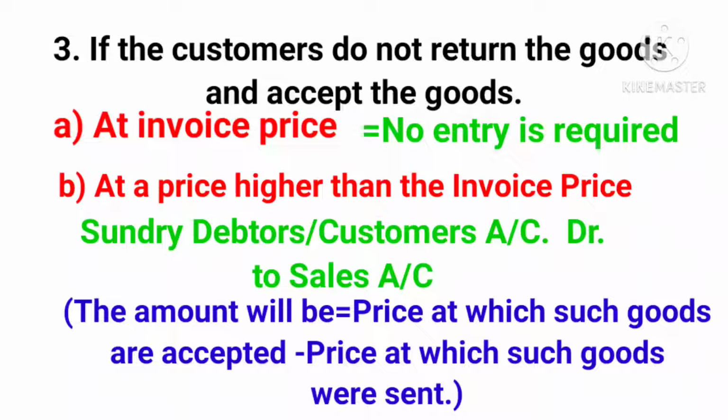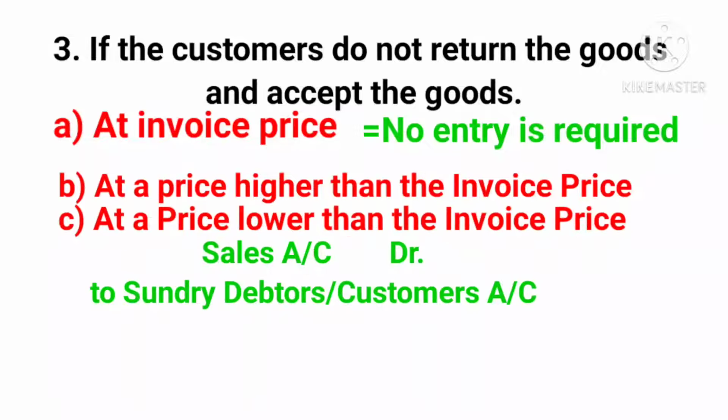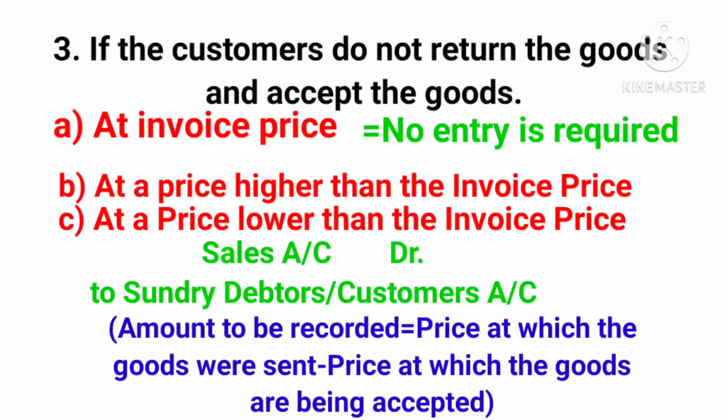If the customer accepts the goods at a price lower than the invoice price, then the seller records the entry as sales account debit to sundry debtors or customer account credit, and the balance amount to be recorded. Here balance amount means the price at which the goods were sent minus the price at which the goods are being accepted.